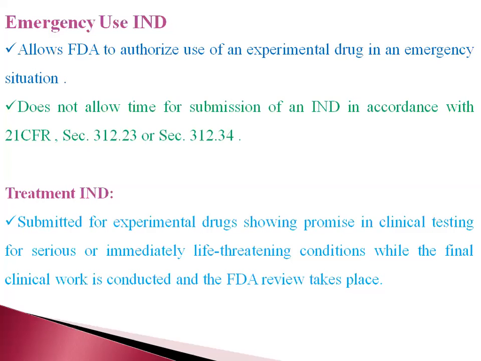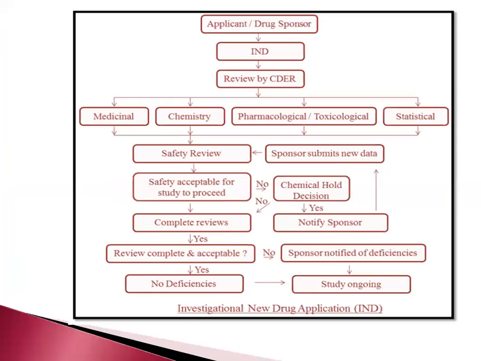So as per requirement, we can file different types of IND applications: emergency, treatment, and the first one is the investigator IND application. And the last one is screening IND, that means the regular process. Once we complete the data related to that, then we can collect the documents and file an investigational new drug application to the respective authority. So here, this is the procedure. The applicant or drug sponsor needs to file the IND application.